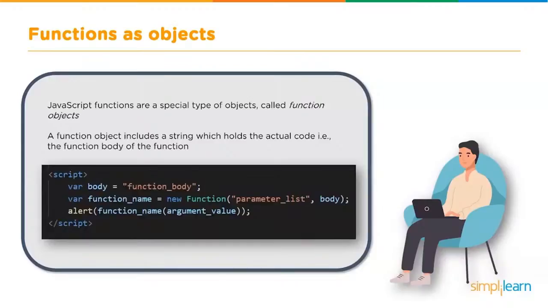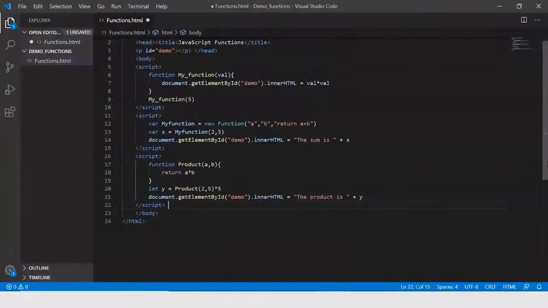Now here we have a variable called body, which basically consists of the function body. It's enclosed in double quotes, and that's a mistake, please ignore it. Alright, so next we have variable function name. So here we create a function using the keyword new, and then we pass a parameter list, and the body basically tells us what the function returns. Alright, next we have an alert message to call the function. So let me just show how this is executed.